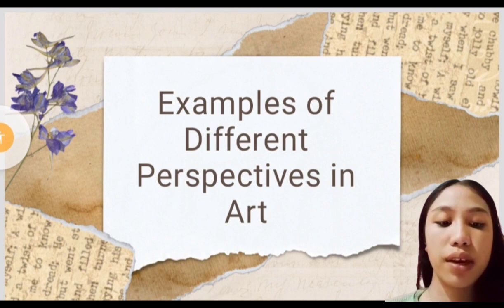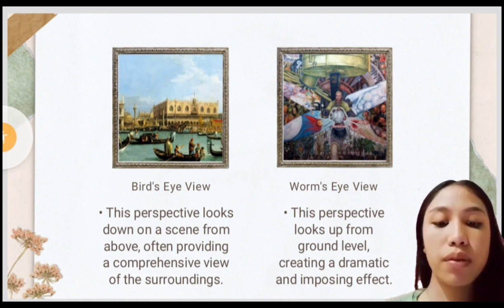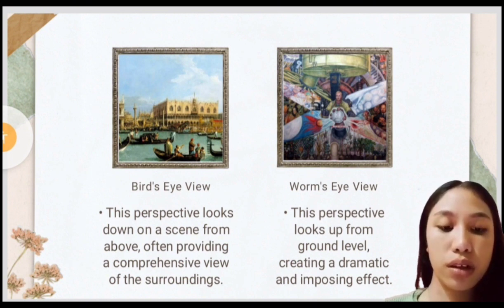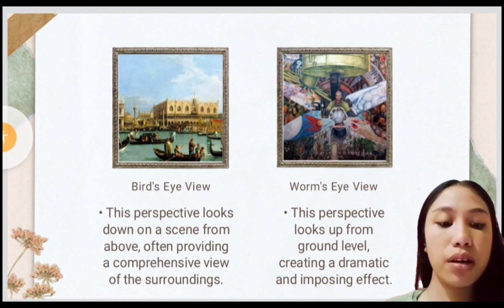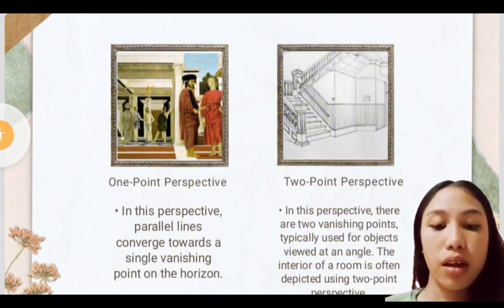Examples of different perspectives in art. Bird's eye view. This perspective looks down on a scene from above, often providing a comprehensive view of the surroundings. Worm's eye view. This perspective looks up from ground level, creating a dramatic and imposing effect.